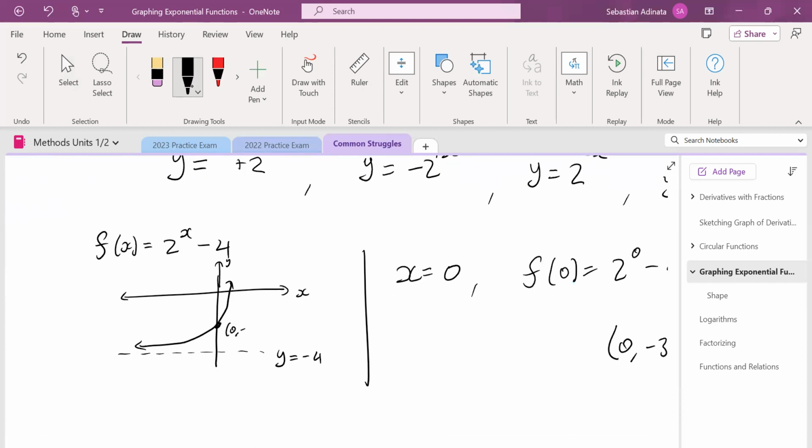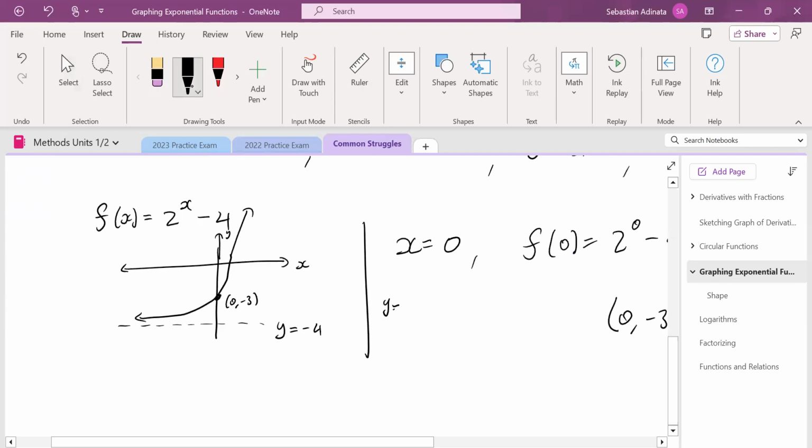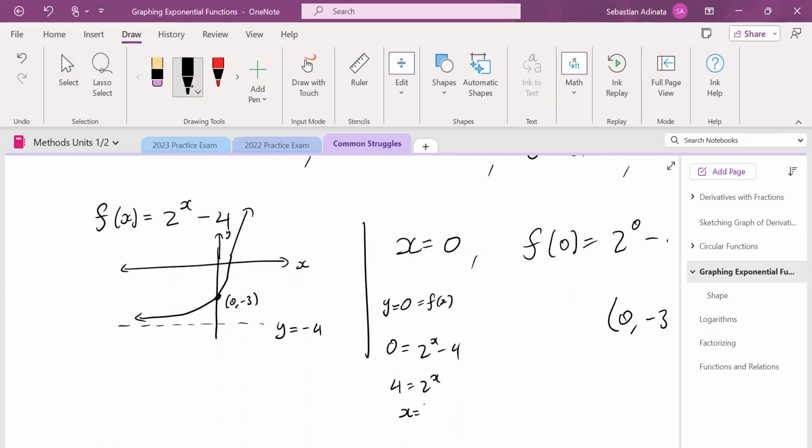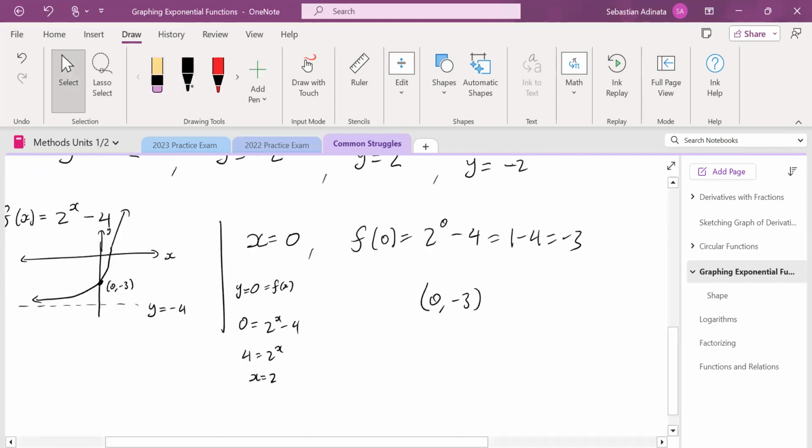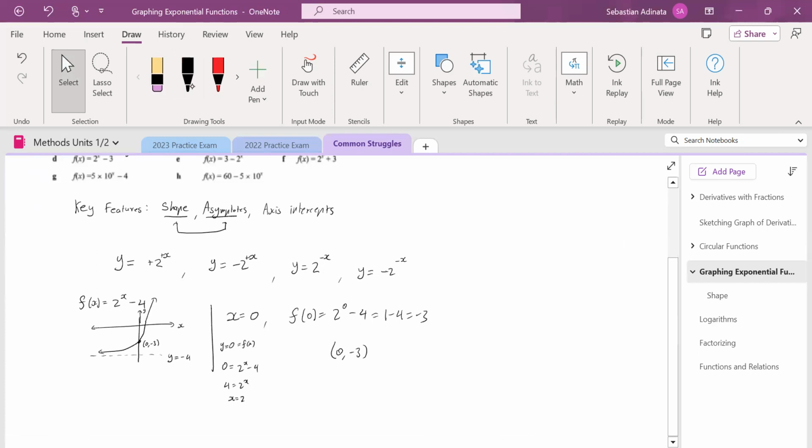This is 0 and -3. And clearly we can see that there will be an x-intercept. There may not always be, so we'll sub y equals 0 now, or f of x equals 0. 0 equals 2 to the x minus 4, so 4 equals 2 to the x, so x equals 2. Now, sometimes there isn't an x-intercept.